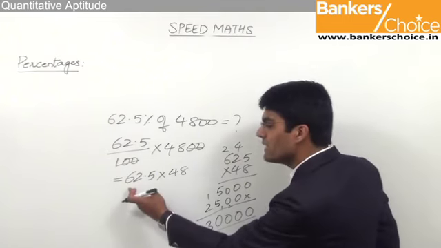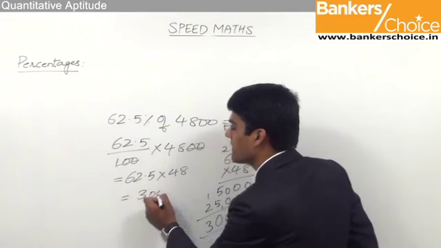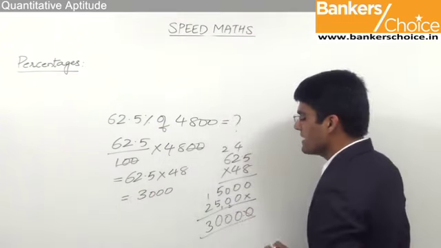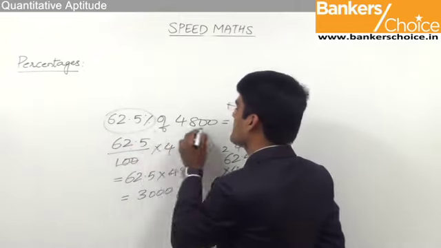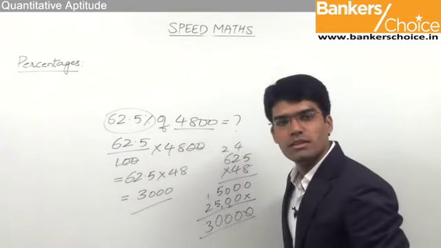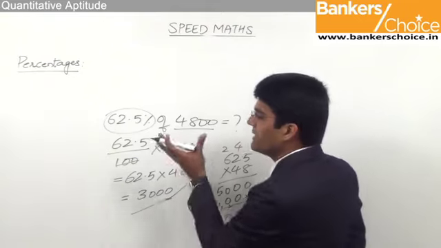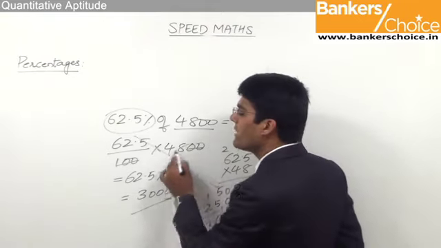But since we need 62.5 into 48, the answer will be only 3,000. Why? Because here we have a decimal, so we need to keep a decimal here. So that becomes 3,000. So now we are able to say that 62.5% of 4,800 is equal to 3,000. Answer is correct. No doubt the answer is correct and the method is also correct. But understand, this cannot be done in a competitive exam.